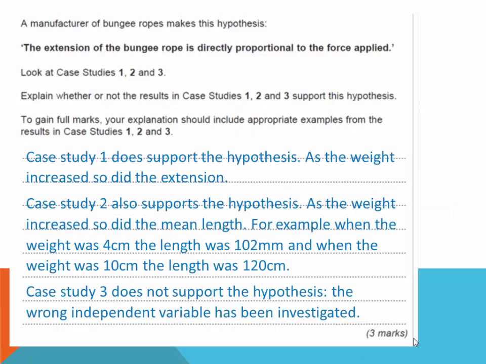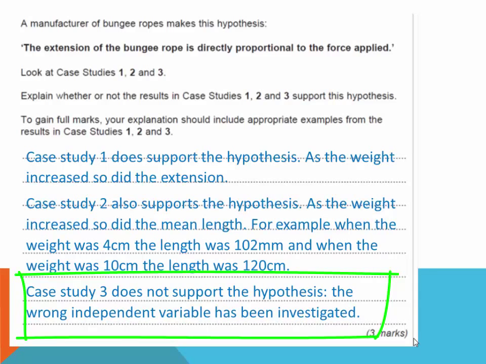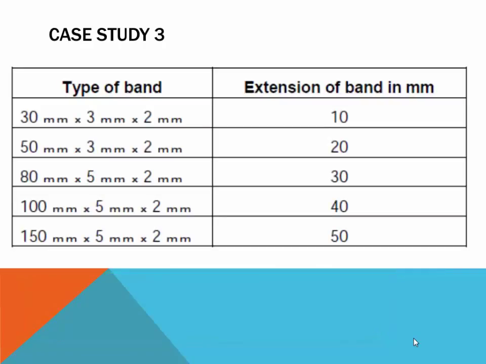Finally, they said for case study 3 that it did not support the hypothesis because the wrong independent variable had been investigated. If we go and look at case study 3, it's certainly true that the weight was not the independent variable, so this case study cannot be used to comment on a hypothesis that weight added affects extension. So in this case, the candidate is right.